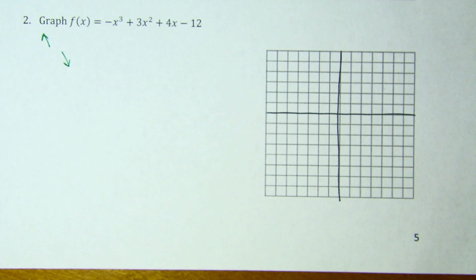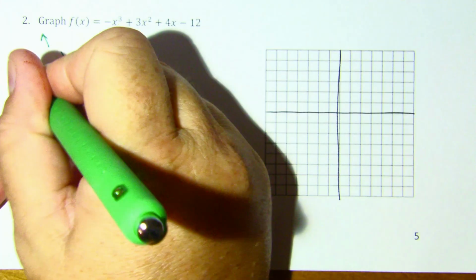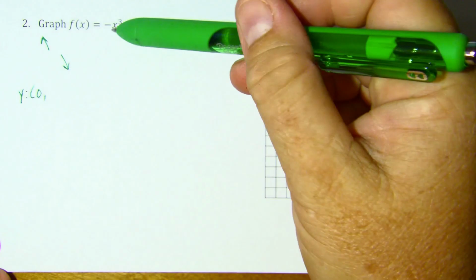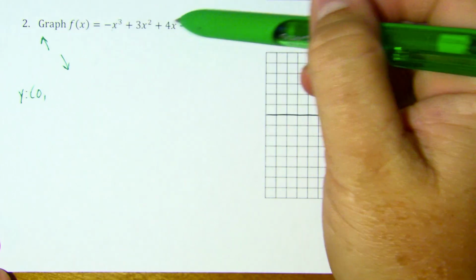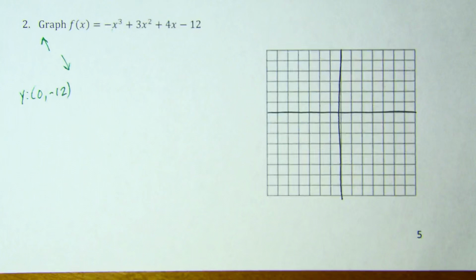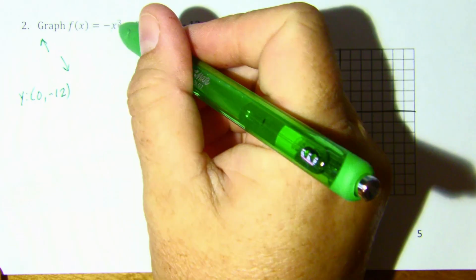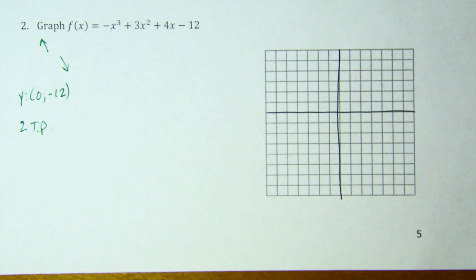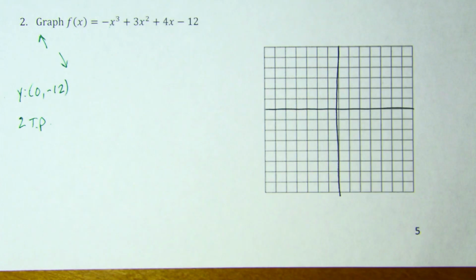Again, an easy starting piece is to find our y-intercept, so I can go ahead and plug in 0 for x and find my y value. If x is 0, that's 0, 0, 0, and negative 12, so that's my y-intercept. We know we have at most 2 turning points because my degree is 3. Doesn't mean we have to have 2, it just means that we can't have more than that. And the fact that this is 4 terms makes me think we might want to use factoring by grouping. So I'm going to go ahead and use factoring by grouping here.